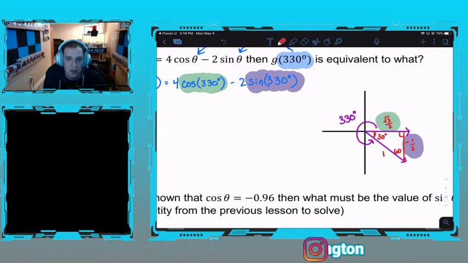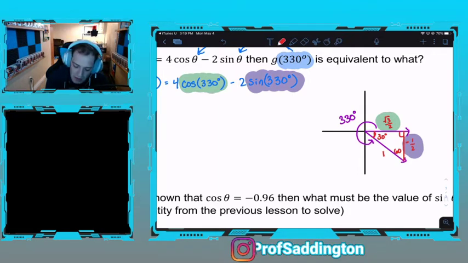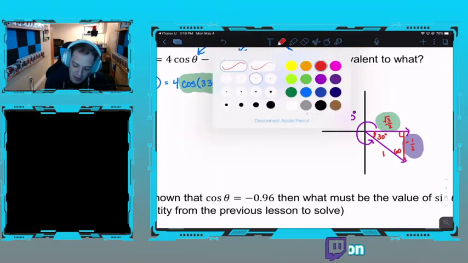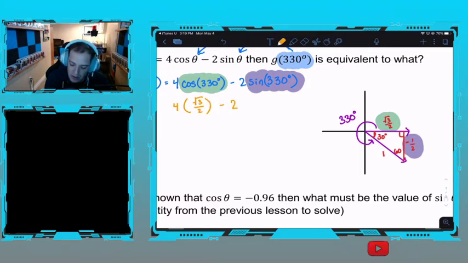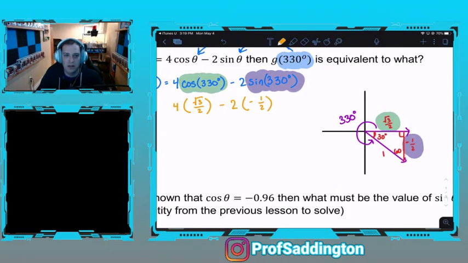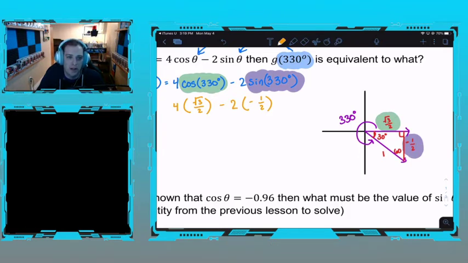So now what I'm going to do is just substitute them in. So the radical 3 over 2 is going with this first part. So I'm going to have 4 times radical 3 over 2 minus 2. And we said sine of 330 was negative 1/2. So now, just like I did before, I'm just going to simplify it down. I'm trying to do it without a calculator because, again, there's some square roots in here, so your calculator is going to give you all decimals. It won't be in simplest radical form.